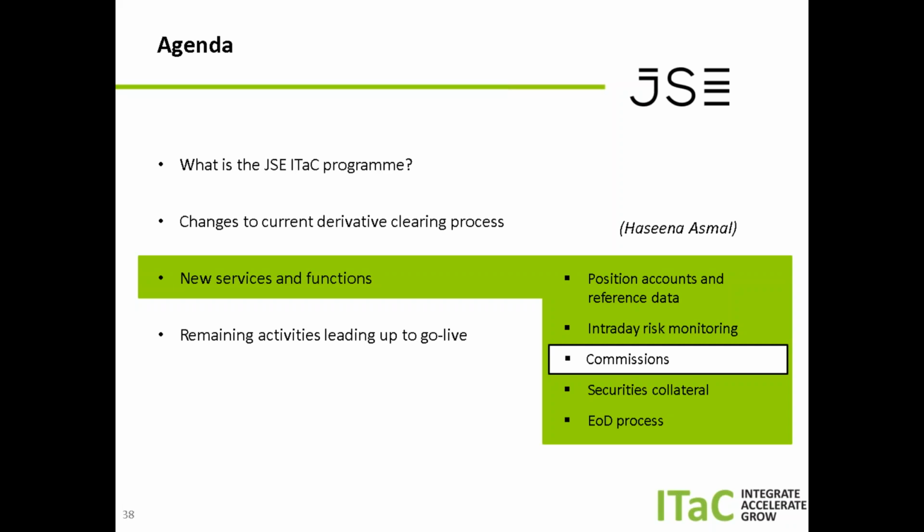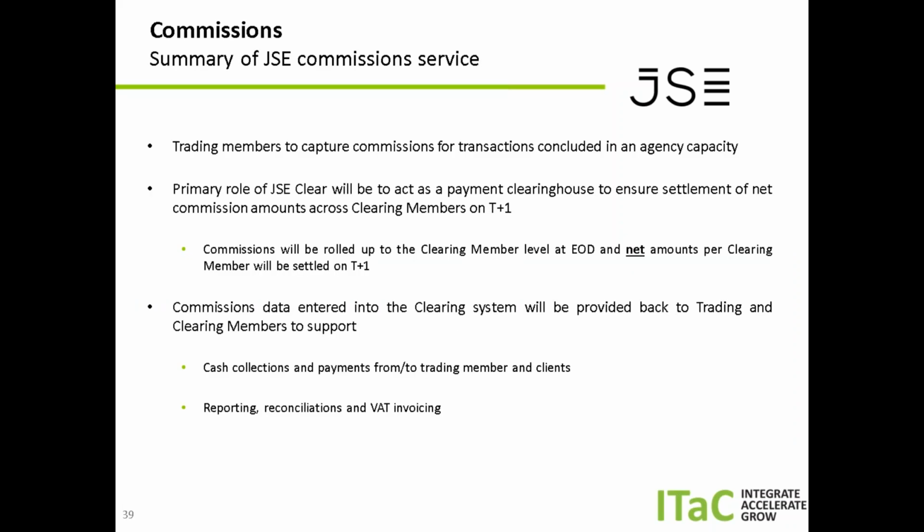Okay, so I think Andre mentioned earlier that there's no longer going to be a take-a-turn functionality. Take-a-turn functionality is going to be replaced with commissions. So what that means now is that trading members would need to capture commissions for transactions concluded. And the primary role of the JSE will be to make sure that the settlement of the net commission accounts happens across the clearing members. So this will all happen at end of day.